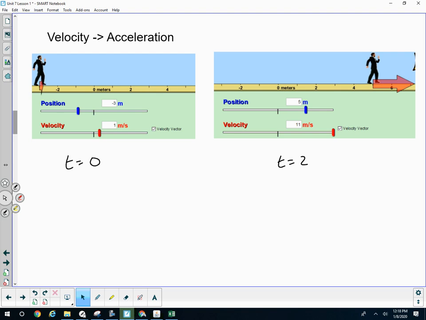Has anybody seen that guy before? I think it's just very, very easy to understand motion if you use this guy in a classroom.